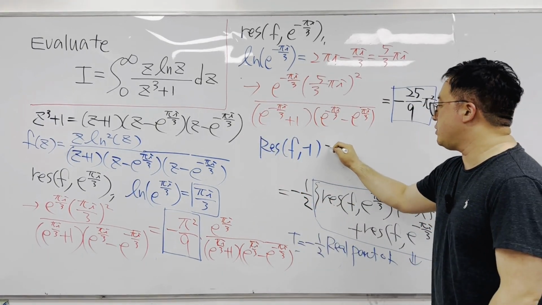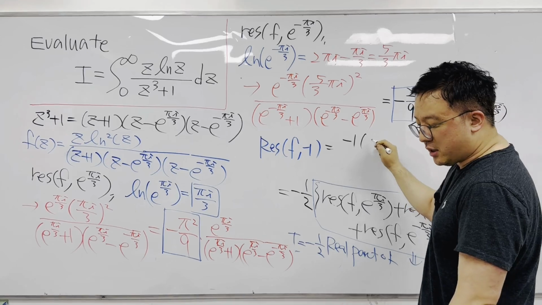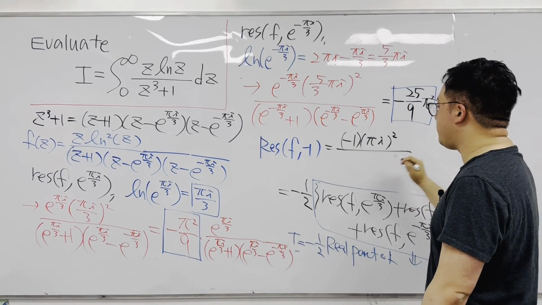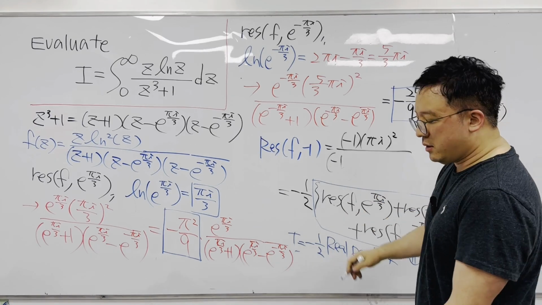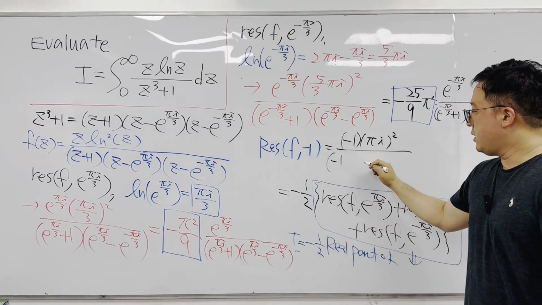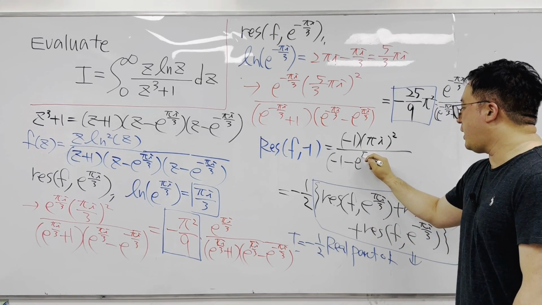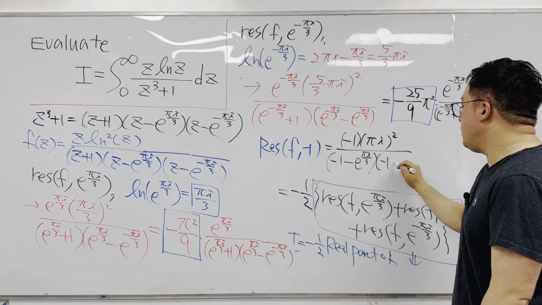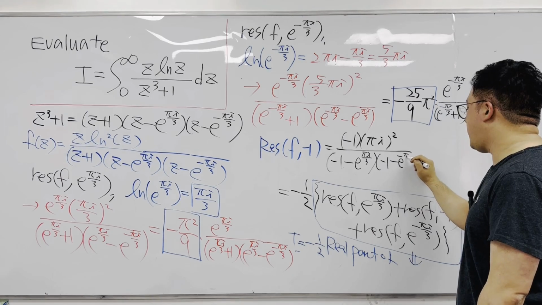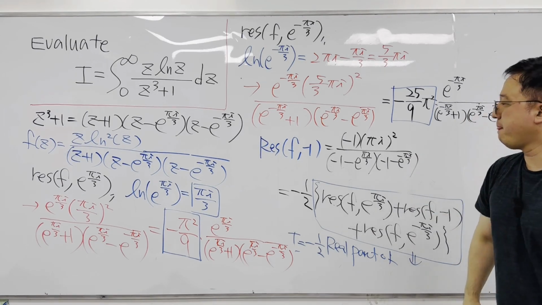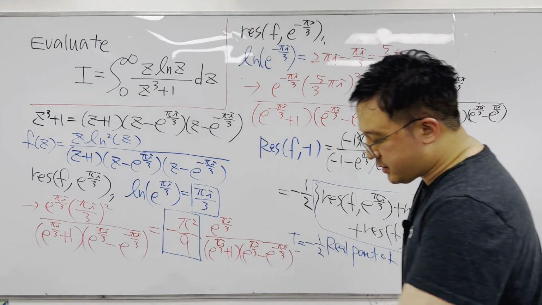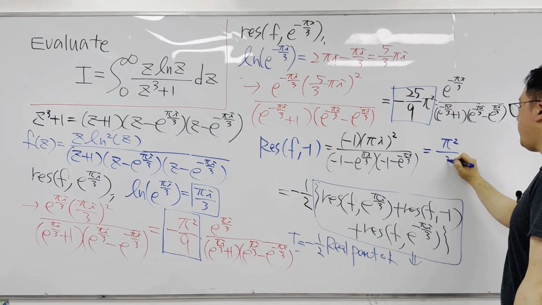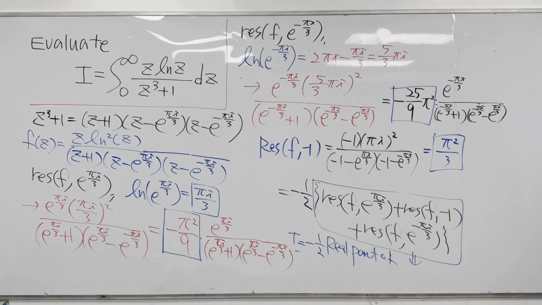This is now equal to negative 1 times pi i squared, divided by negative 1 minus e to the power of pi i over 3, times negative 1 minus e to the power of negative pi i over 3. Okay, so if you make the calculation for this, then you will end up with pi squared over 3. So we have everything, right?